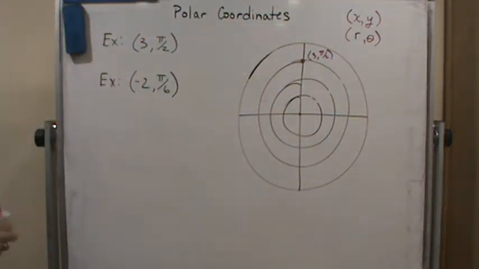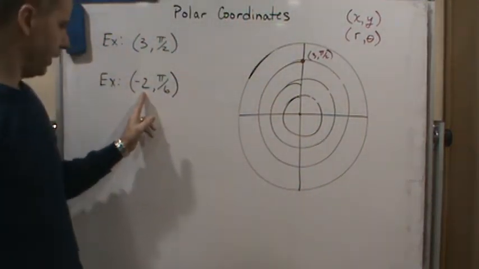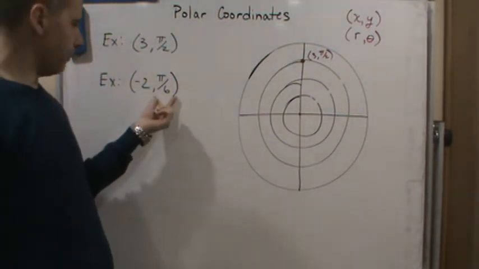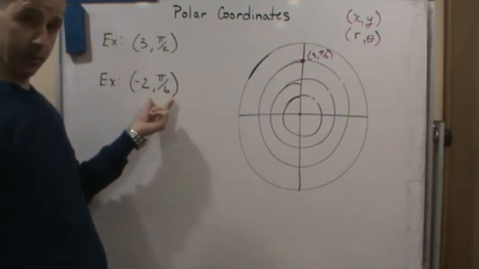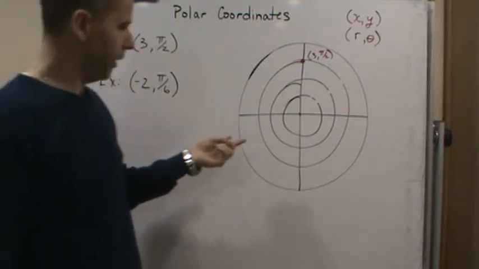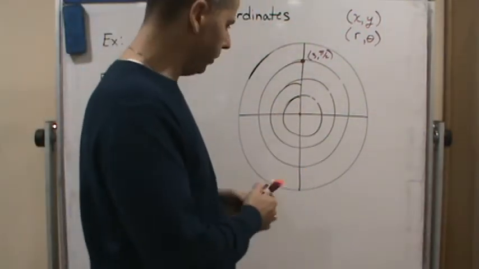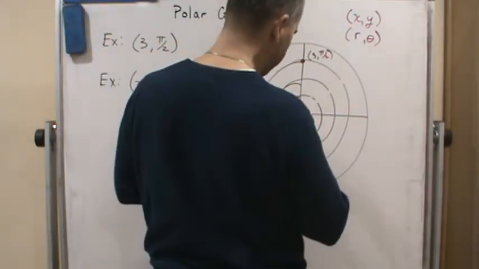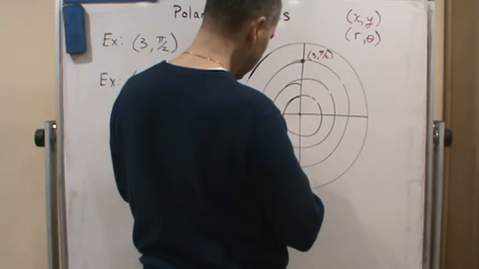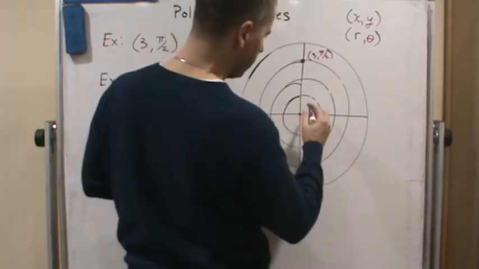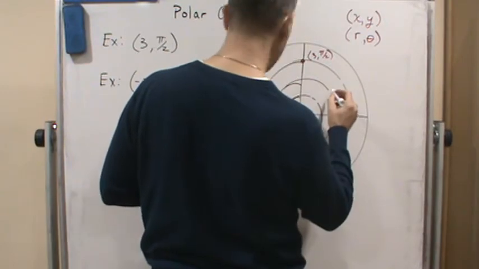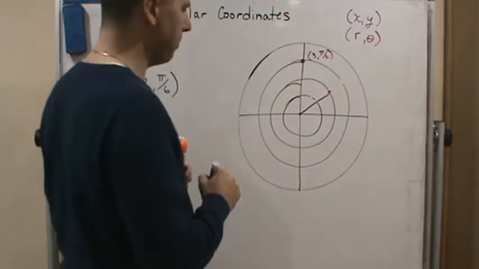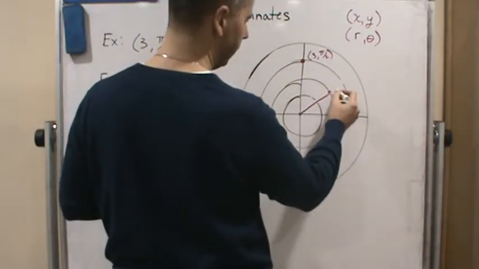Now what about this one here? This one has a negative radius and it has an angle of pi over 6. So there's a couple of ways we can plot this one. We can go pi over 6 in the counterclockwise direction, just like we normally would. So pi over 6 would be a 30 degree angle, and we plot 2, let's say about right there. Now this would be (2, pi over 6).